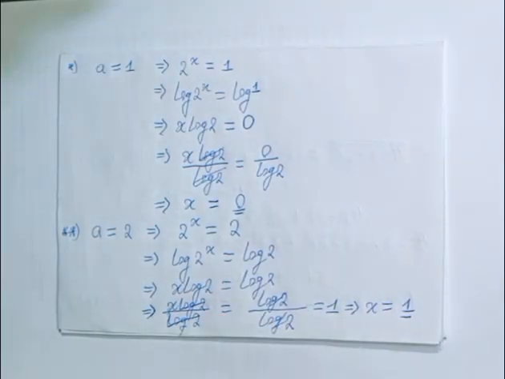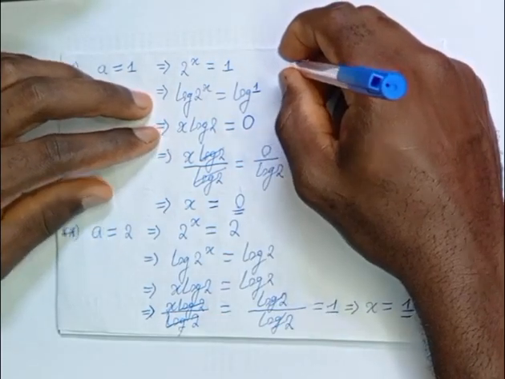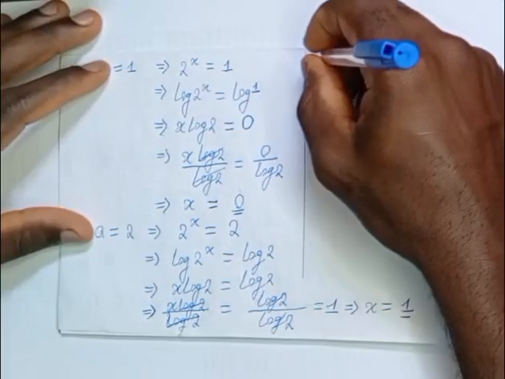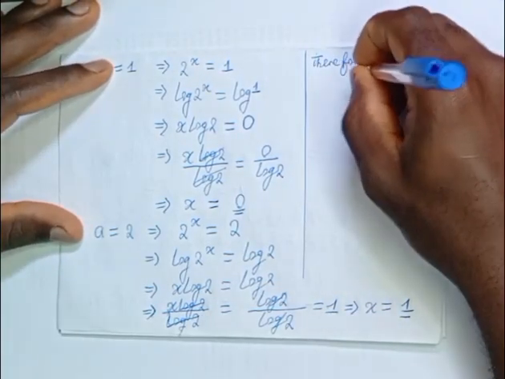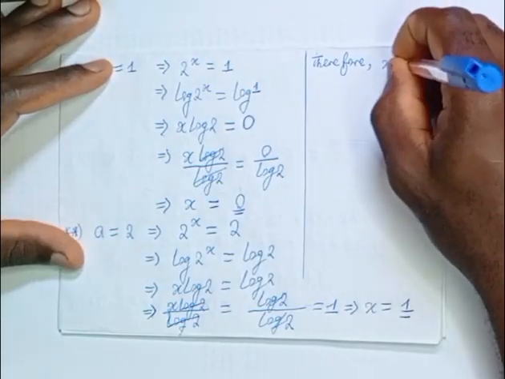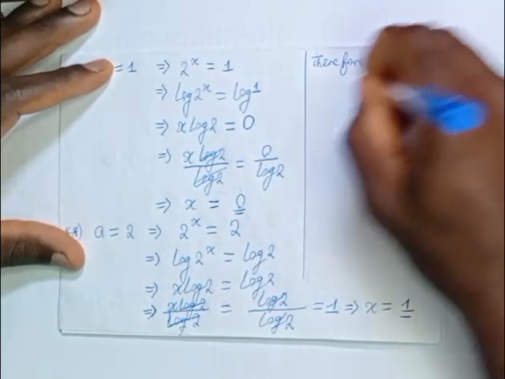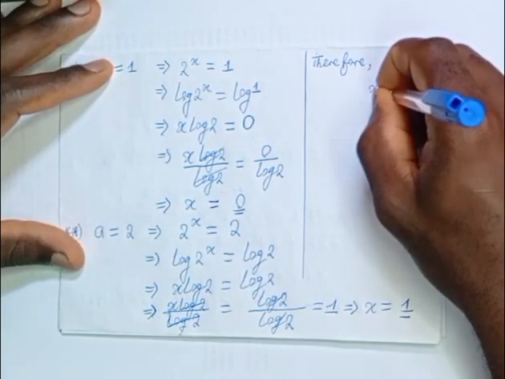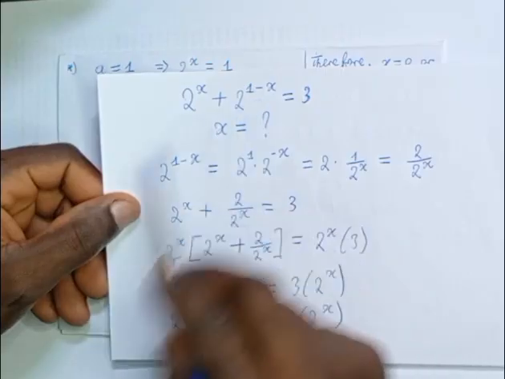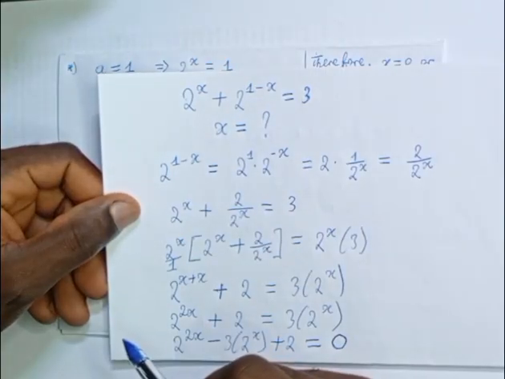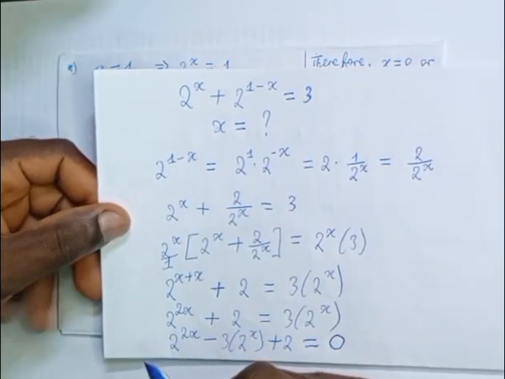Then we conclude, therefore, let's do the conclusion by the side. Therefore, x is equal to 0 or x is equal to 1. This is the solution of this problem. We can verify to see if the solution is correct.